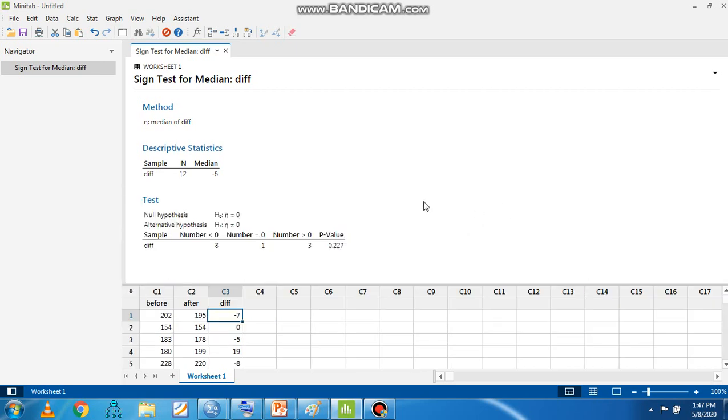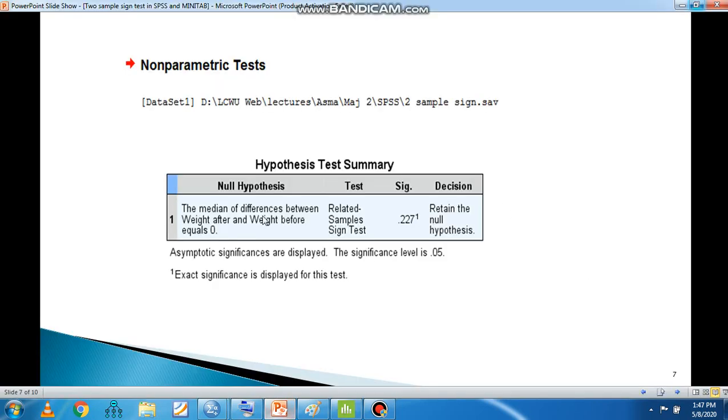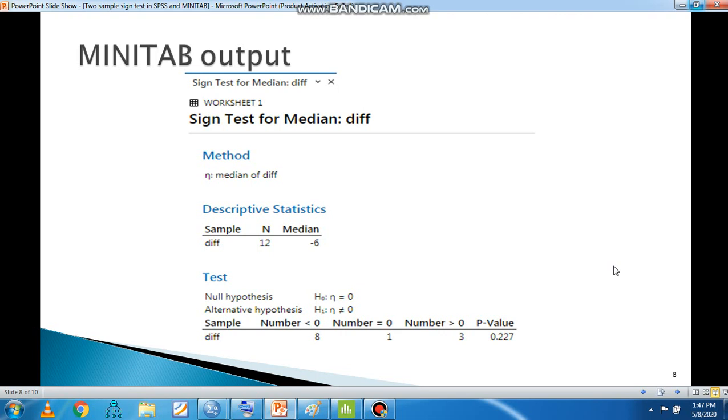This is our output. We copied this output into this slide. So the Minitab output is like this: null hypothesis, difference median is 0, alternative is not equal to 0. Number less than 0 is 8, number equal to 0 is 1, number positive difference is 3, and the p-value is again 0.227.